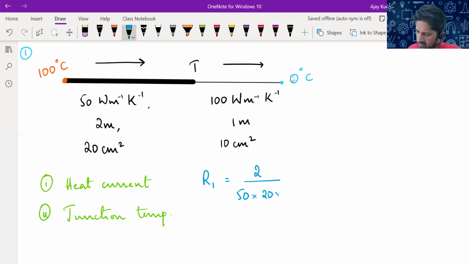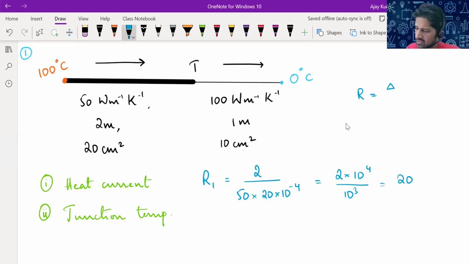So in meter square, it will be 20 into 10 power minus 4. I'm writing everything in SI units. So this becomes numerator 2 into 10 power 4 divided by 50 into 20, well, that is 10 power 3. So effectively 20. I'm not writing the unit, let it be. Or if you want, you can write the unit also. V is equal to IR. R will be V by I.